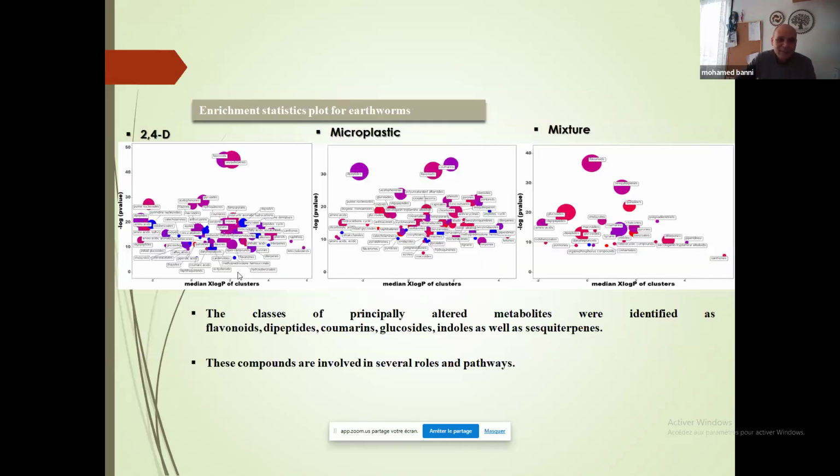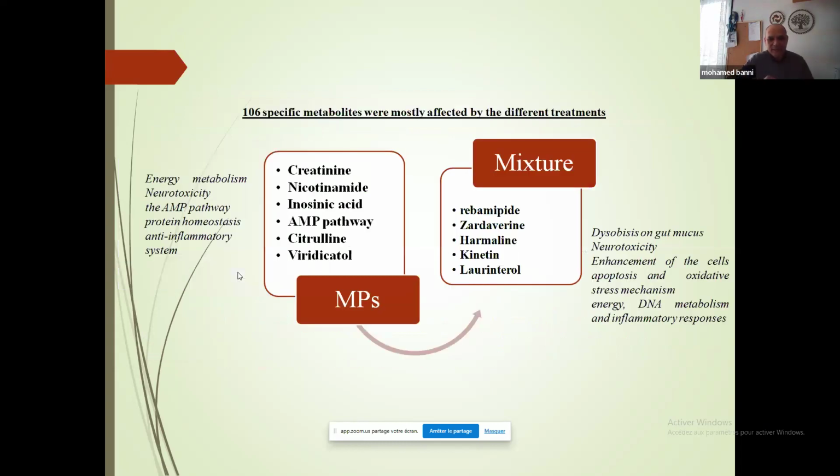Yes, this is the enrichment statistic plot for earthworms. In fact, here we are combining metabolomics with metagenomics. Among the 1,150 components, we have created this small group that are driven by microplastic and the mixture of microplastic. The creatinine, the nicotinamide, the isonic acid, the MPEG pathway, the citrulline, and so on are metabolites. But these metabolites are not the same in the mixture. So this creates the so-called main process behind the response to the microplastic alone or the mixture.